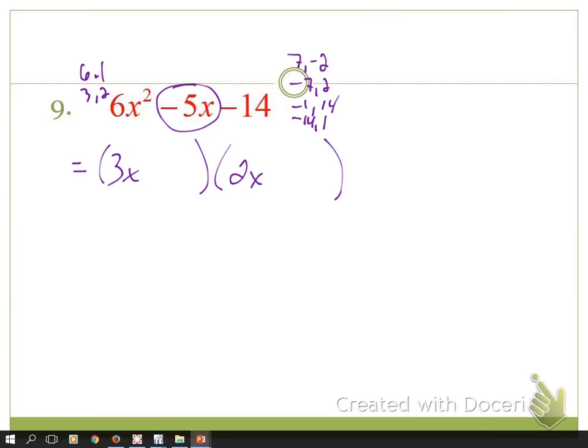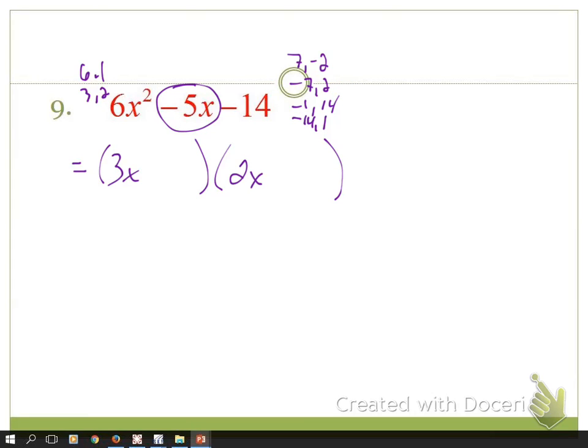Okay, so where were we here? Let's see, did we do these second guys? So 3 times negative 7 is negative 21. 2 times 2 is 4. That's negative 17. Not going to work. 2 times negative 7 is negative 14. 3 times 2 is 6. That's negative 8. Not going to work.